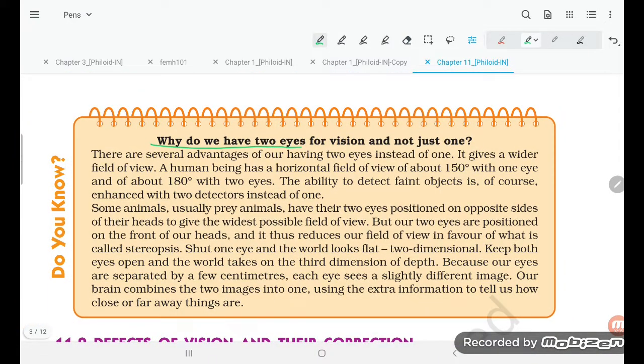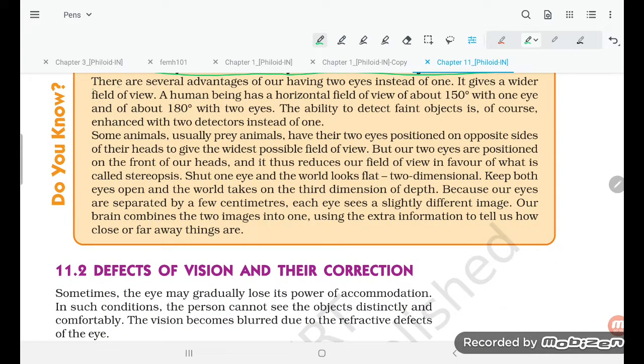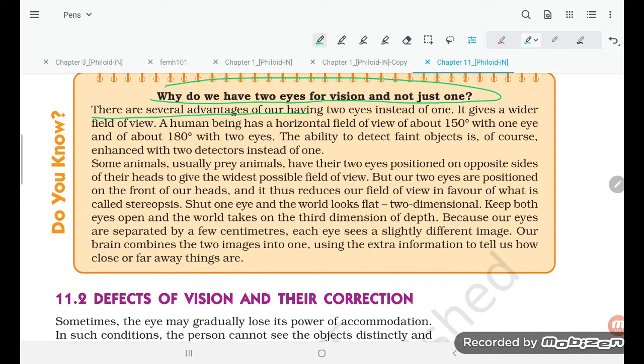Now you see this one. Why do we have two eyes for vision and not just one? There are several advantages of our having two eyes instead of one. It gives a wider field of view. A human being has a horizontal field of view of about 150 degrees with one eye and about 180 degrees with two eyes. The ability to detect faint objects is of course enhanced with two eyes instead of one.